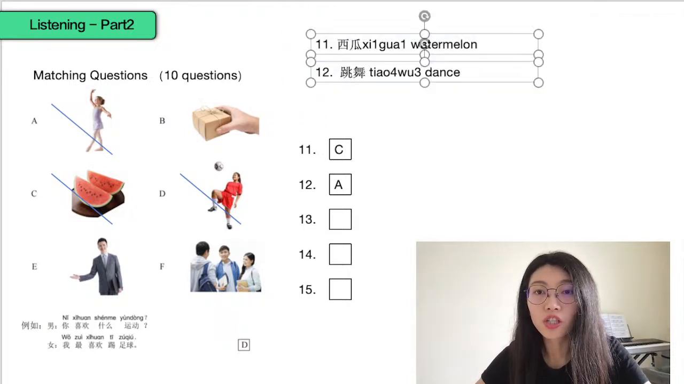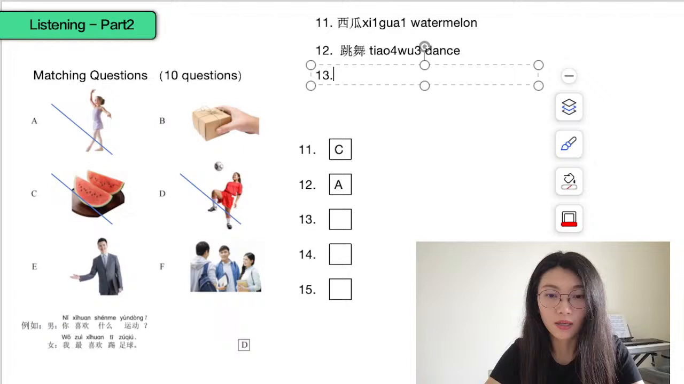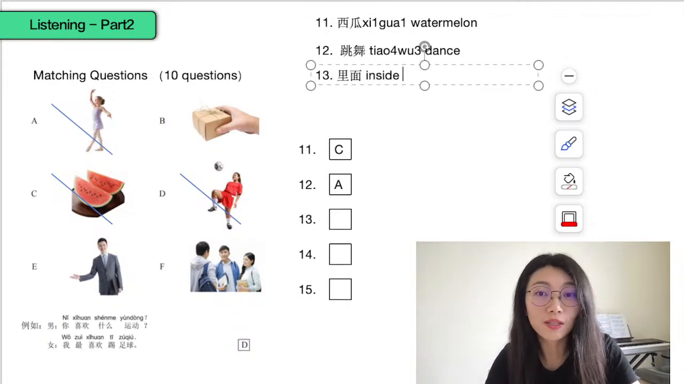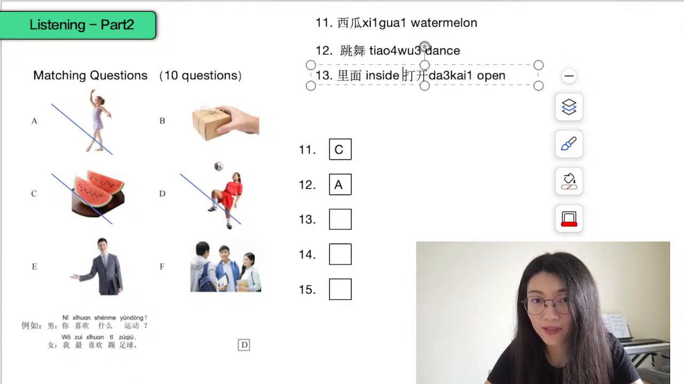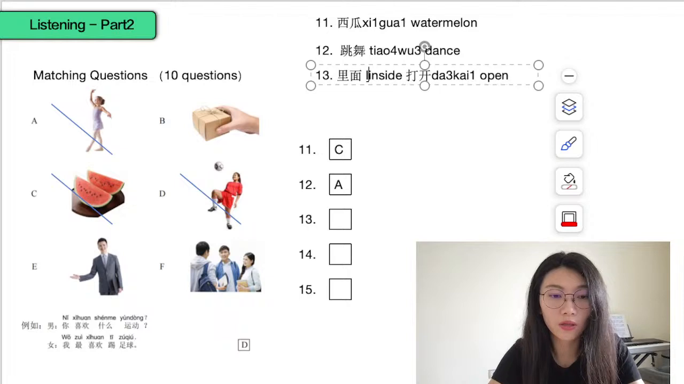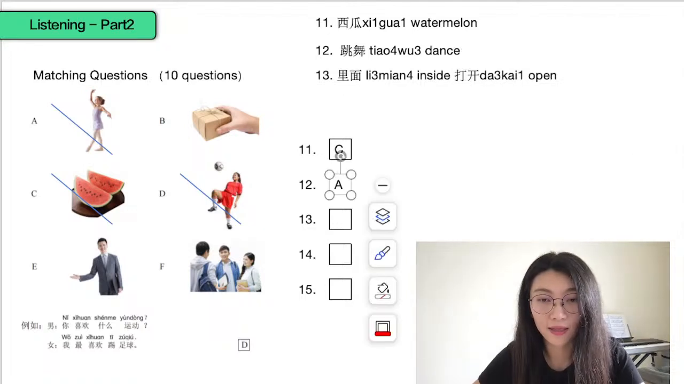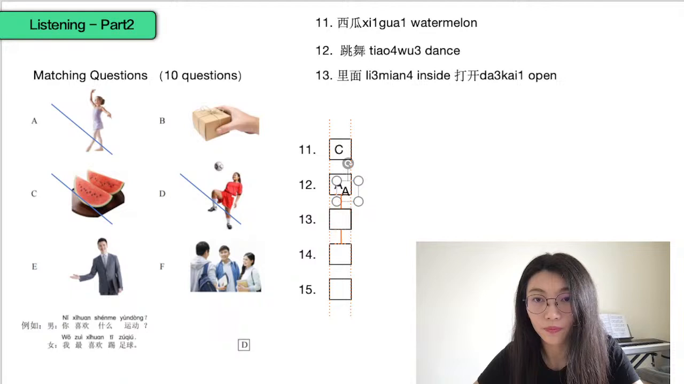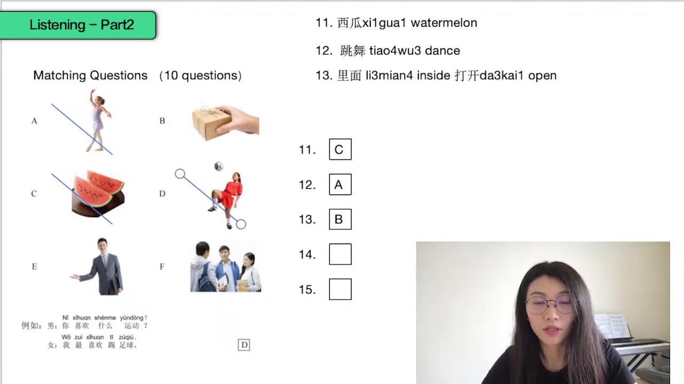13, we heard about 这里面, 里面. We know 里面 is inside, right? 13里面 inside, 这里面是什么? OK, 你打开, you can open it. Open it and then you know. So which one can be opened? A B C D E F, which one? So we know that is what? It's B, it's a gift, it's unpacked. So it's B 打开。好, continue, number 14.